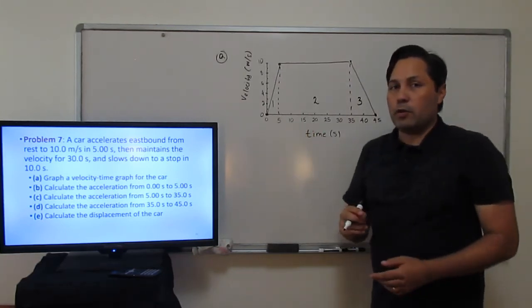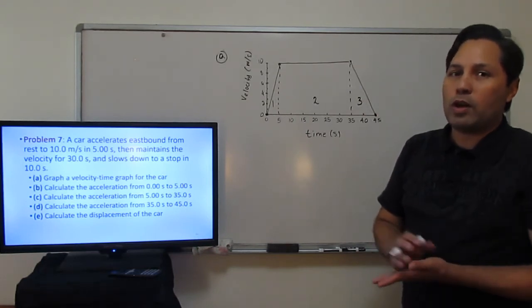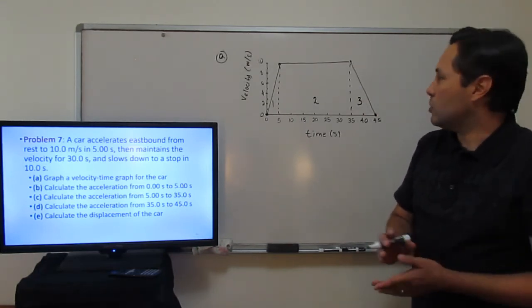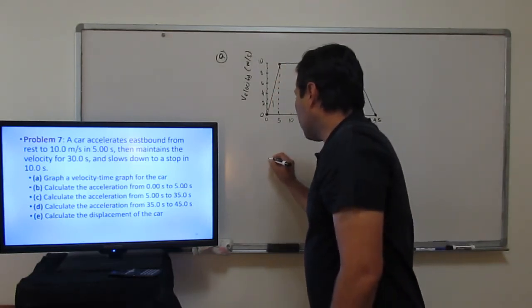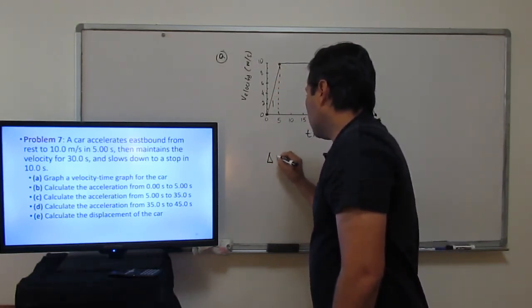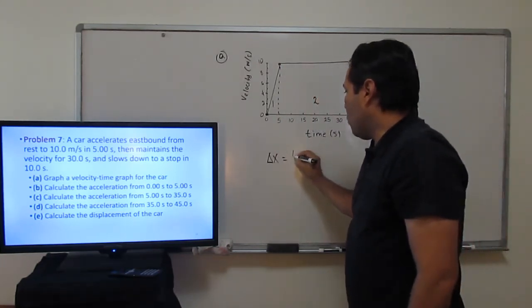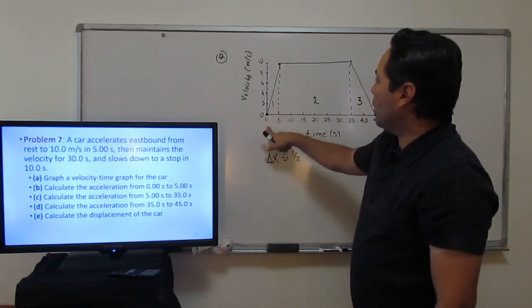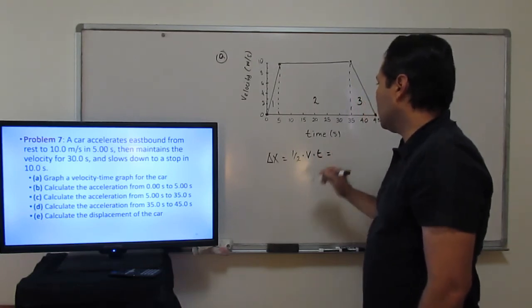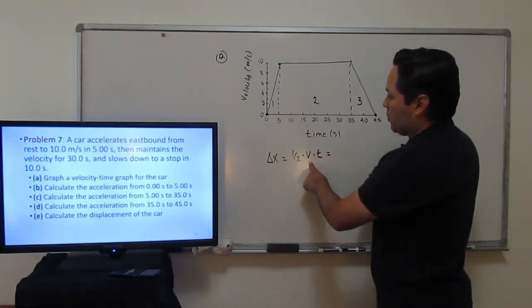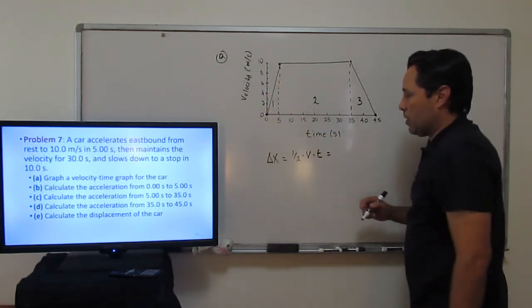Now that is a triangle. So how do you get the area of a triangle? You know this from your math class. 1/2 base times height. So when you have an acceleration, the displacement, which I'm going to put here as delta x, x is on the x-axis, it's going to be 1/2 the velocity multiplied times time. Velocity is your height and time is your base for that region right there.